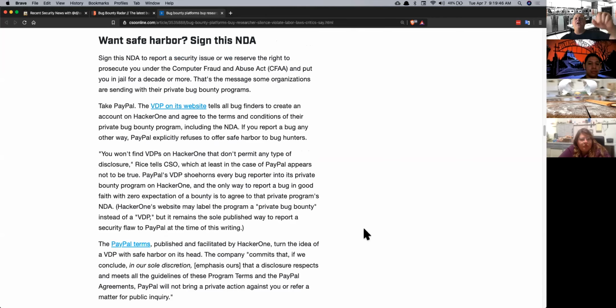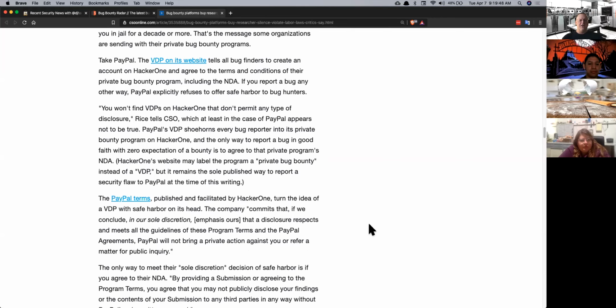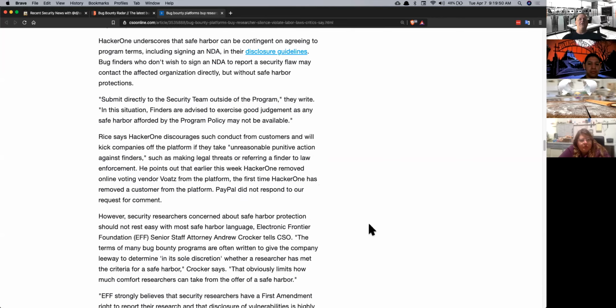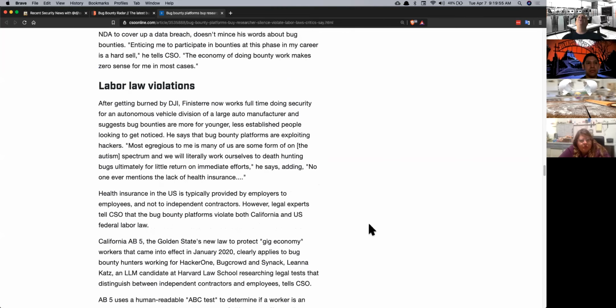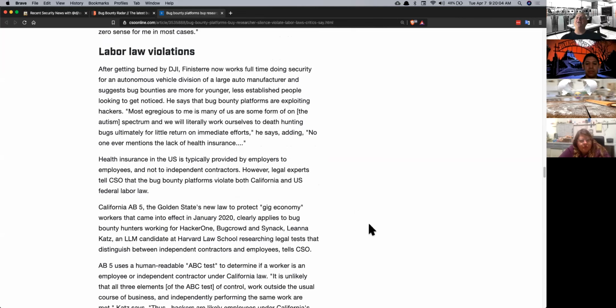So you only get safe harbor if you sign the non-disclosure agreement. You're not free from prosecution if you don't. And then it violates labor laws. This is the one that I thought's amazing. The bug bounty hunters are now gig workers. And in California, you now have to pay them a salary and benefits and stuff.